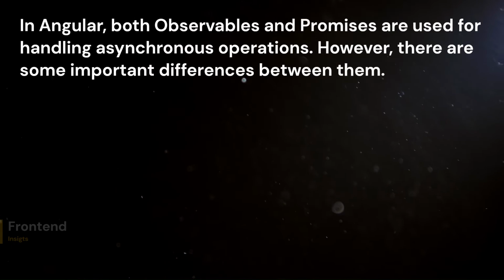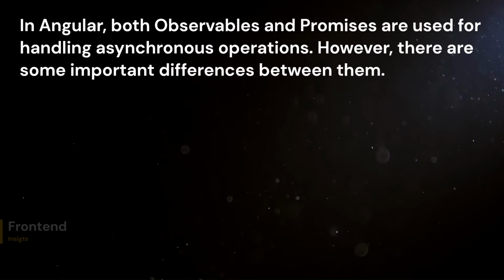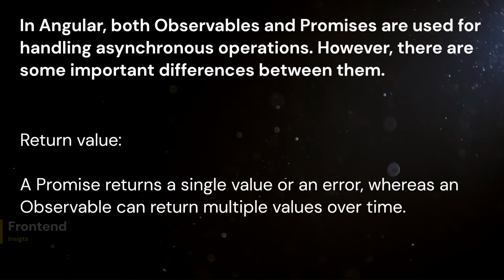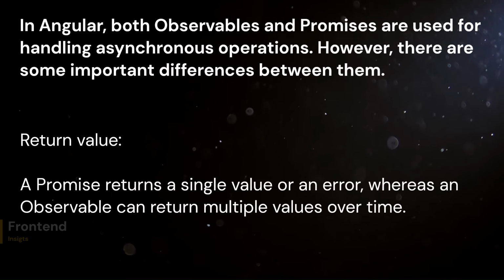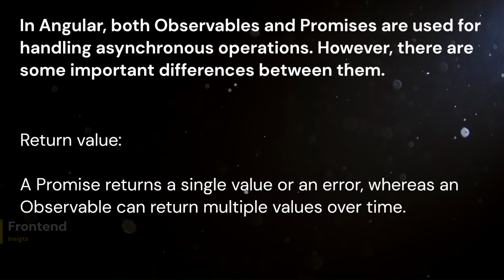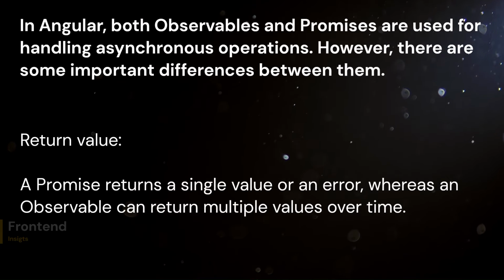In Angular, both observables and promises are used for handling asynchronous operations. However, there are some important differences between them. Return value. A promise returns a single value or an error, whereas an observable can return multiple values over time.